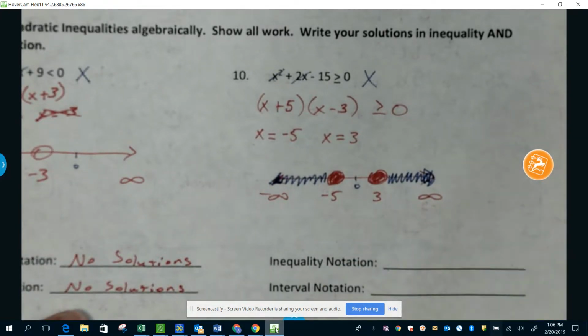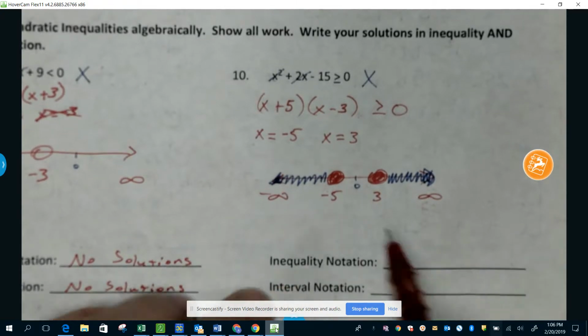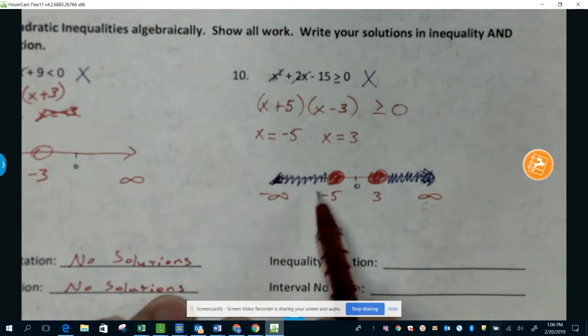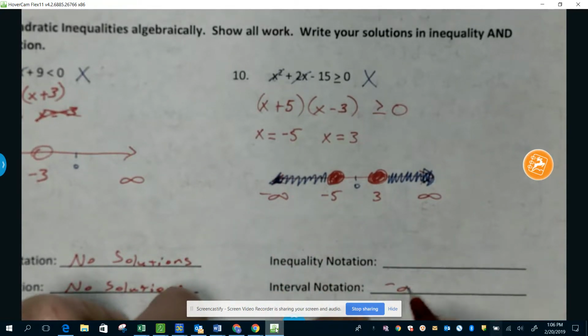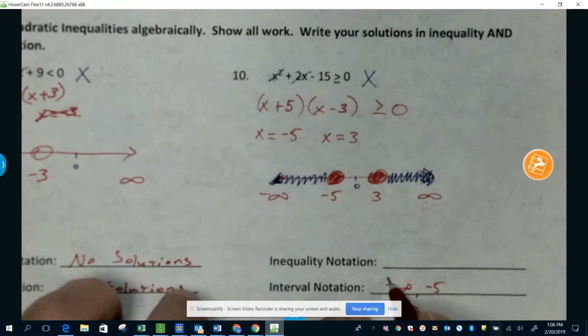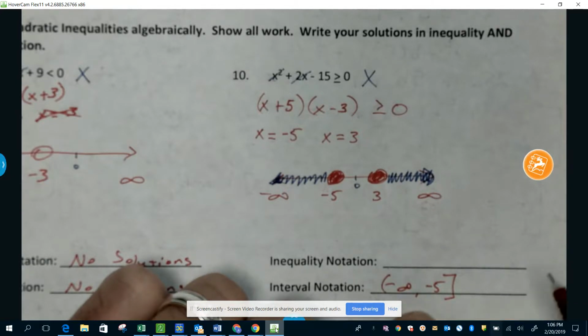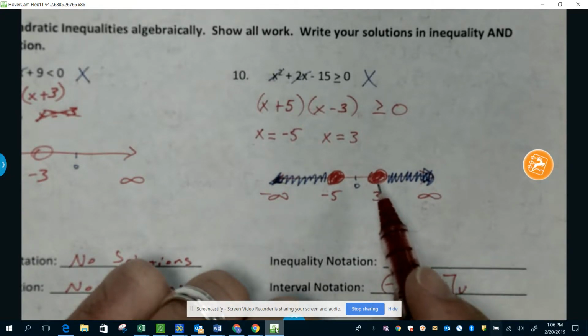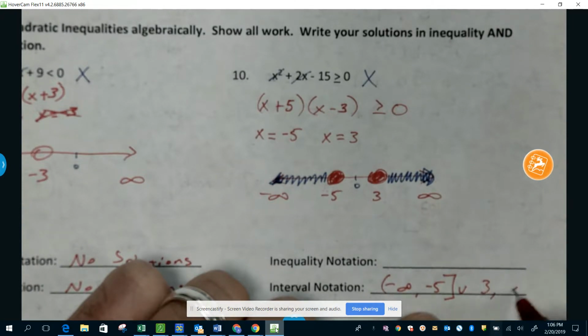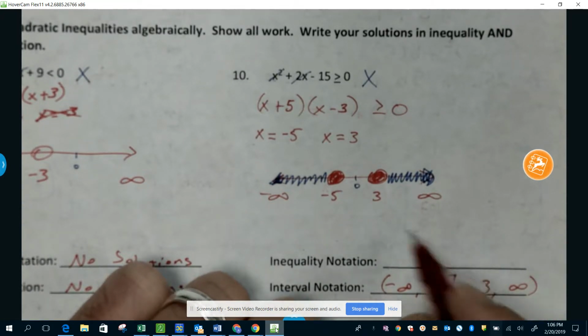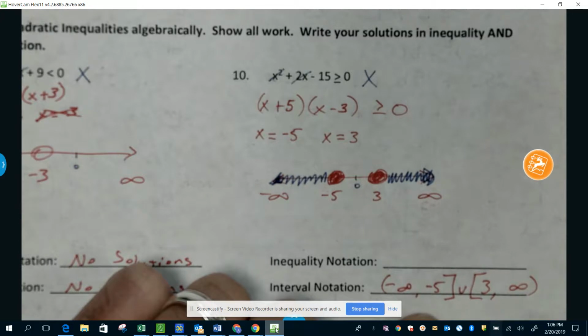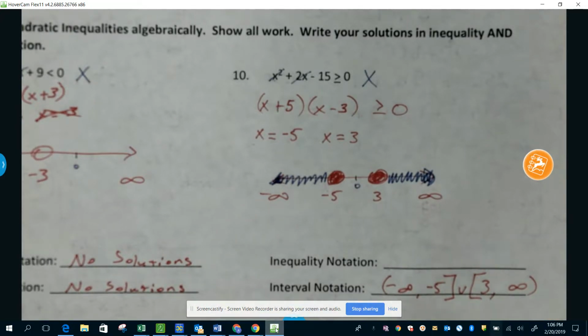So I have two shadings here. For interval notation, the first shading goes from negative infinity to negative 5. Infinity always gets parentheses, and my negative 5 is a filled-in circle, so it's got to get a bracket. Union, because there's another section of shading that goes from 3 to positive infinity. Infinity always gets parentheses. My 3 here is a filled-in circle, so it's going to get a bracket.